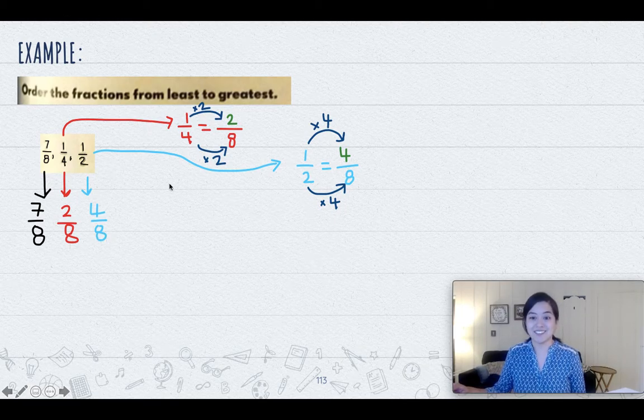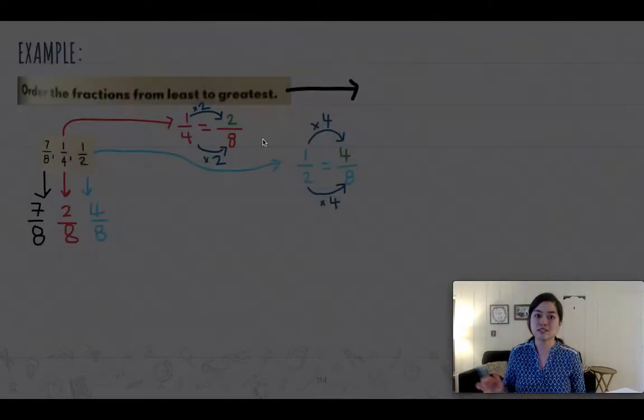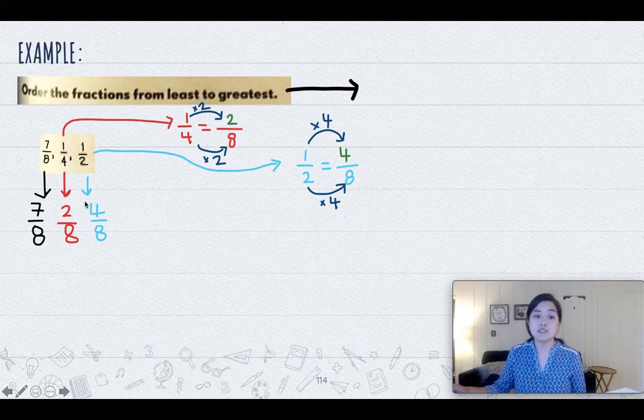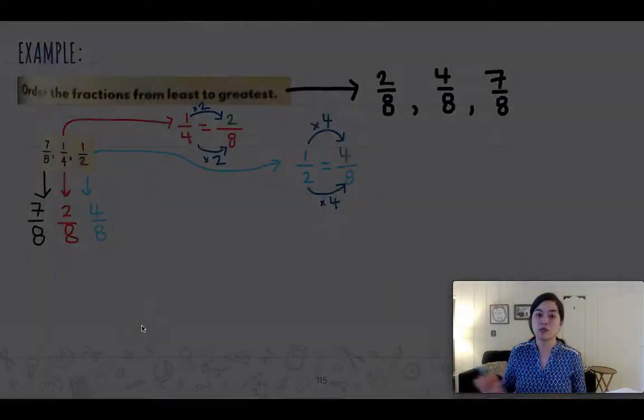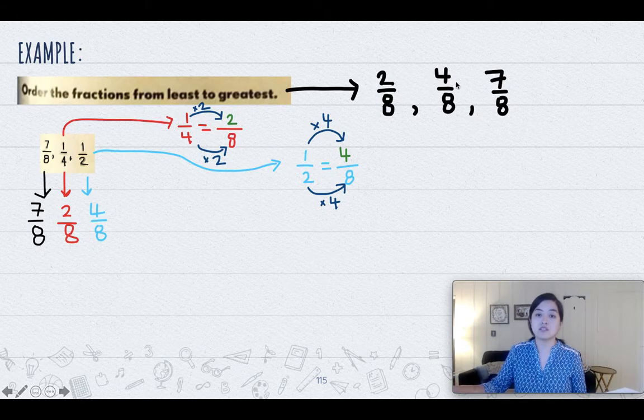But I'm not done because it says I have to order my fractions from least to greatest. Okay, let's go ahead and do that. So first I'm going to just use my like fractions to do that, because it's easy for me to compare. I have to go from least to greatest, which means lowest to highest. So just look at the numerator. So 2, then 4, then 7. Okay, so here it is, 2/8, 4/8, and then 7/8.